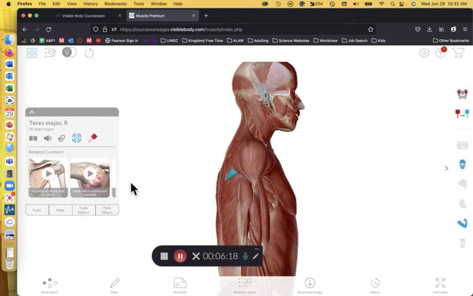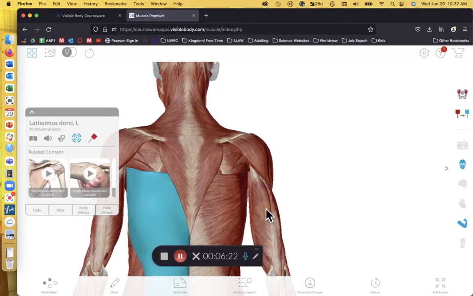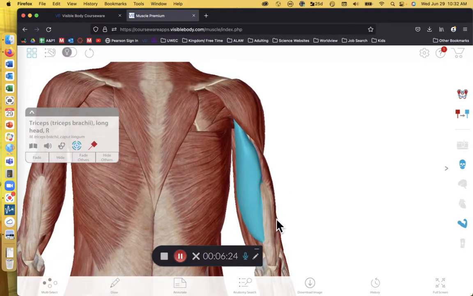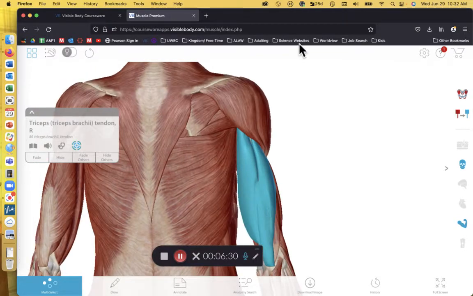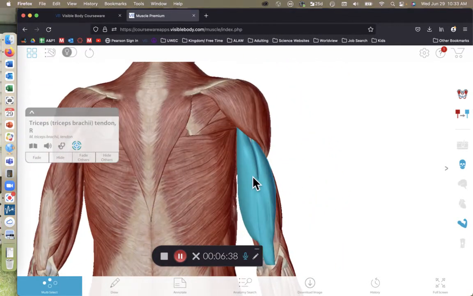As we look at this posterior view, I'm going to go ahead and highlight the triceps brachii. And the triceps brachii has 3 primary heads, hence the name Triceps Brachii. I've just highlighted all 3 of those parts of the triceps for us right there, so you can get a good view of the triceps brachii.